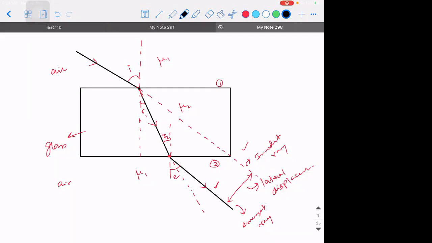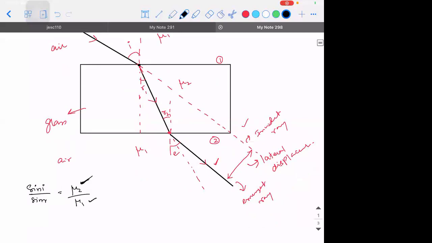So what does Snell's law state? Sin I by sin R is equal to mu2 divided by mu1. Here, the important point is mu2 is the refractive index of the medium on the other side. So mu2 is the refractive index of the medium where the ray is getting refracted, and mu1 is the refractive index of the medium where the ray is incident.